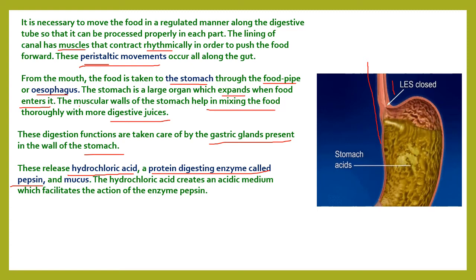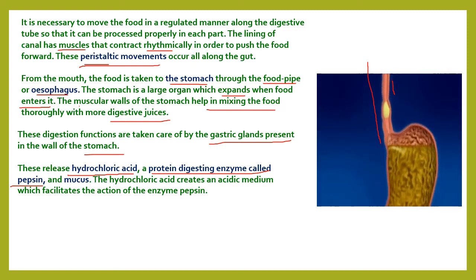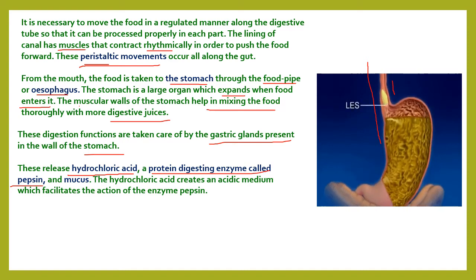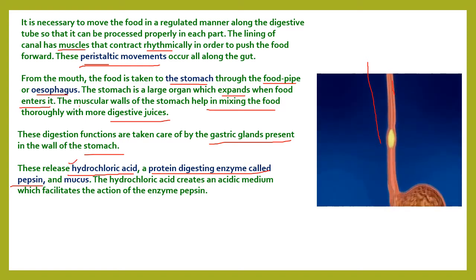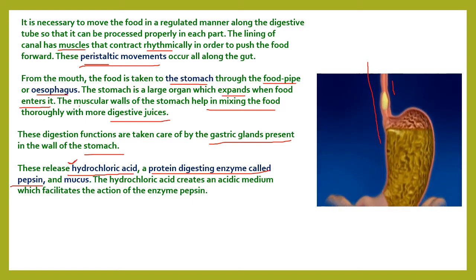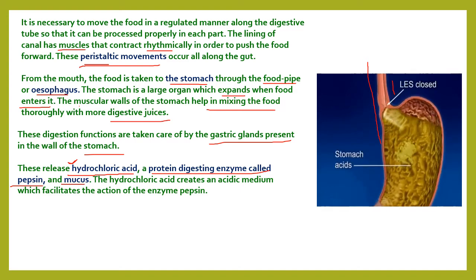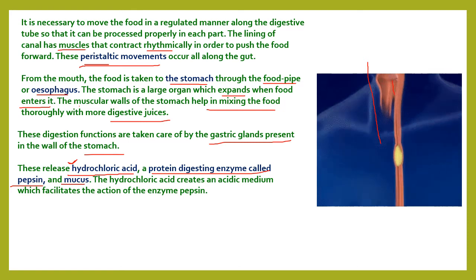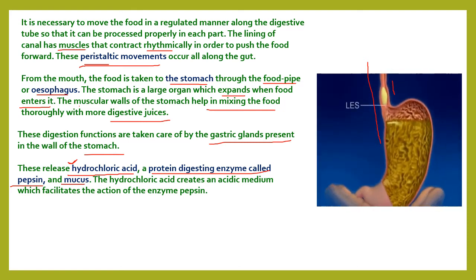So these gastric glands present in the wall of the stomach, they release digestive juices, they release hydrochloric acid, and that is a protein digesting enzyme called pepsin. Pepsin को एक्टिव करने के लिए हाइड्रोक्लोरिक एसिड का रिलीज होना बहुत जरूरी है. और the other one is mucus. म्यूकस क्या करता है? एसिड के एसिडिक इफेक्ट से स्टोमक की जो अंदर की लाइनिंग है उसको बचाता है.